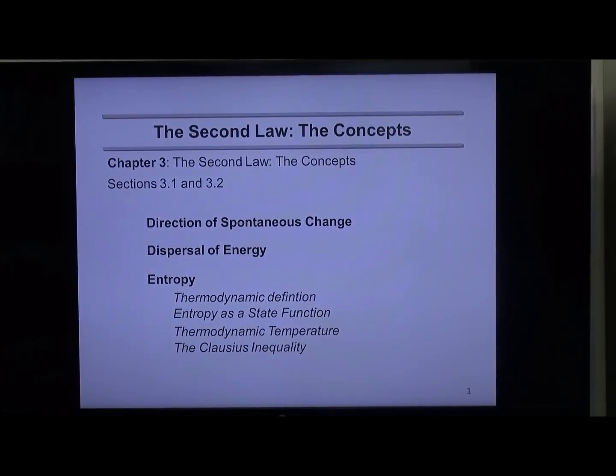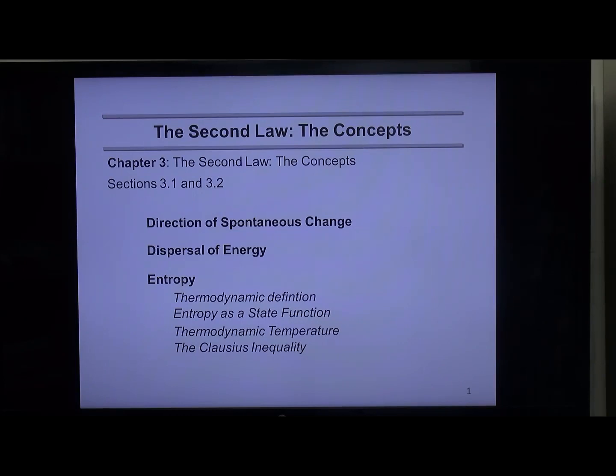Okay, now we move on to chapter 3. The second law. In chapter 2, we have learned about the first law of thermodynamics. Now we are moving on to the second law. From the first law of thermodynamics, we learned about energy conservation. Okay?